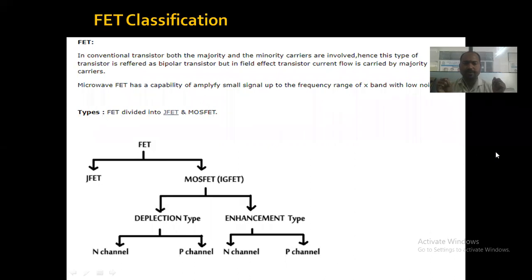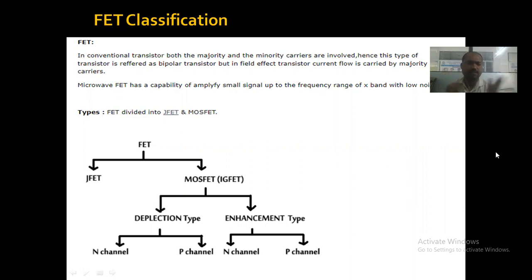So the FET has the capability to amplify small signals up to the frequency range of the X band. See what it indicates. When we use the transistor for different applications, it has a limited range of application. Limited range means that the frequency given may be limited, and the transistor works only in that smallest frequency range, but beyond that frequency it is not used. But in case of an FET, it can be used from 10 kilohertz to megahertz, right? This is the difference between the FET and the BJT.